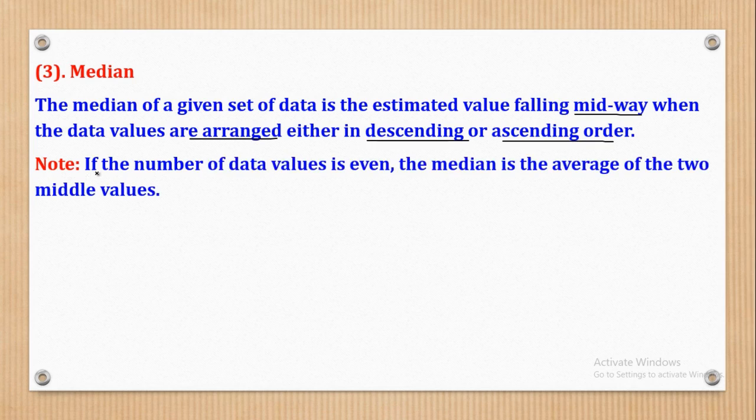In some cases, if the number of data values is even, the median is the average of the two middle values, because if it is even, it means that it will leave two values in the middle. Therefore the average of those values will become your median. If it is odd, it will leave one value, and that one value will be your median.